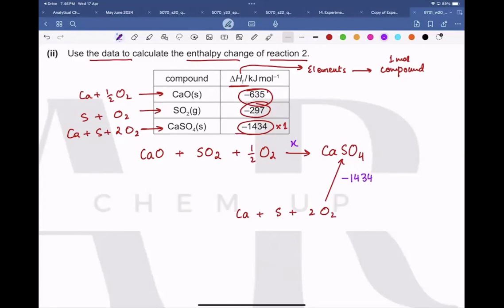1434. Now, if I put the arrow over here, we are getting two compounds, right? 1 mole of calcium oxide and 1 mole of sulfur dioxide. So if there is 1 mole, I have to keep them as times 1 only. As calcium oxide is forming over here, I will put minus 635, plus 1 mole of sulfur dioxide is forming over here, so I have to put minus 297. Is this understandable to all of you?